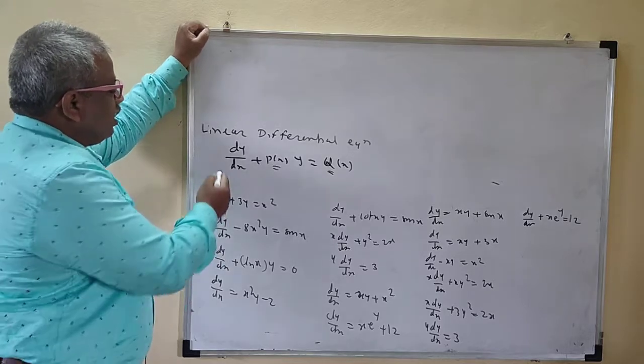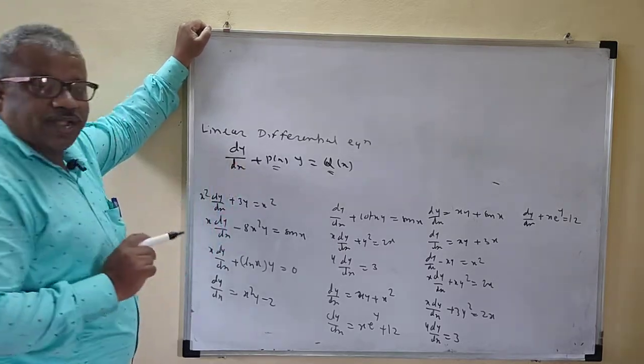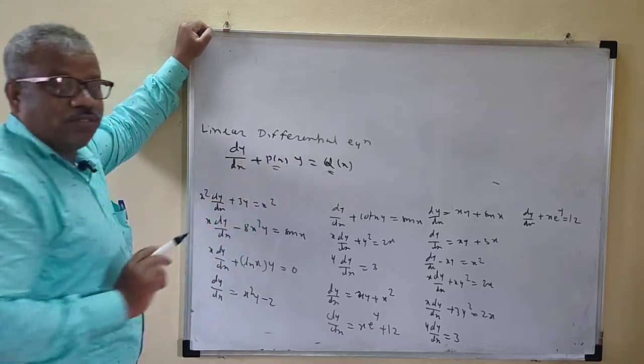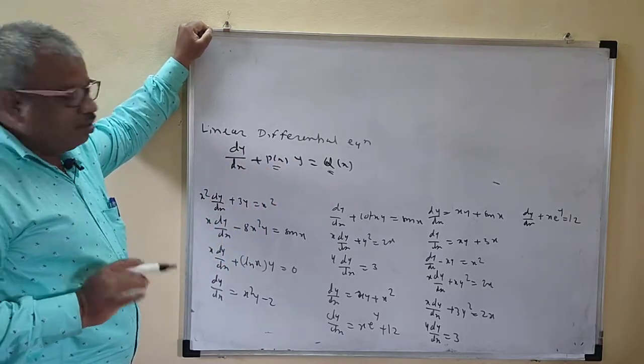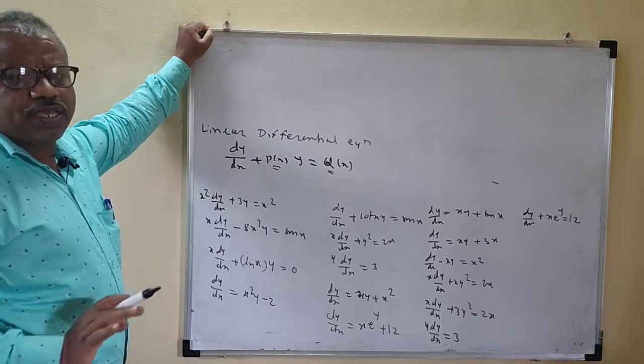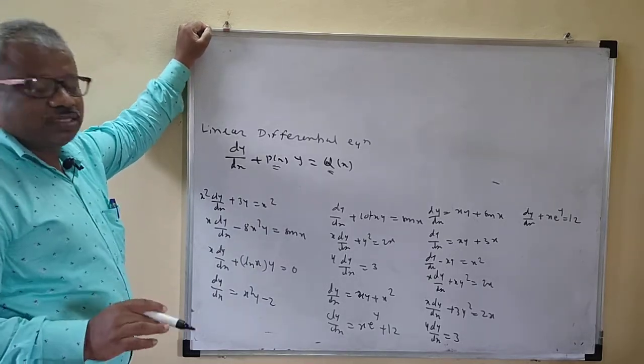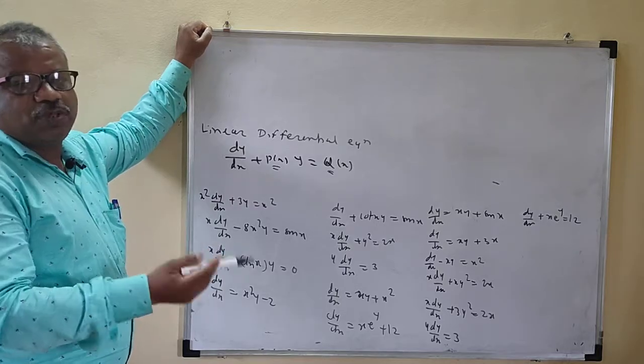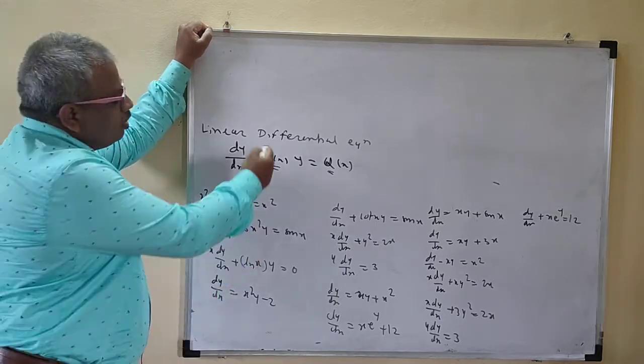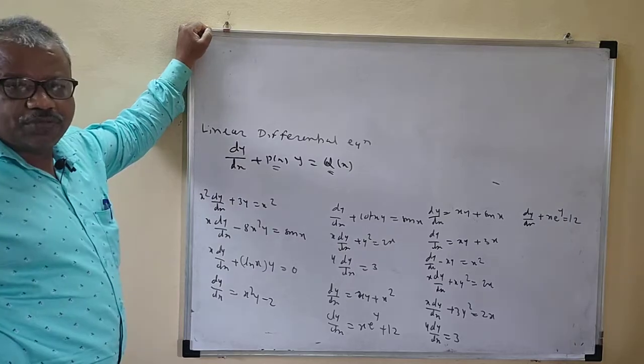See that there is no product of y and dy by dx. There is no power of y also. The power of y is only 1 here. Whatever P of x and Q of x are, that doesn't matter. It may be sin x, e raised to x, log x, x cube, or x plus 1 upon x cube. The only restriction is that it should be a function of x only.